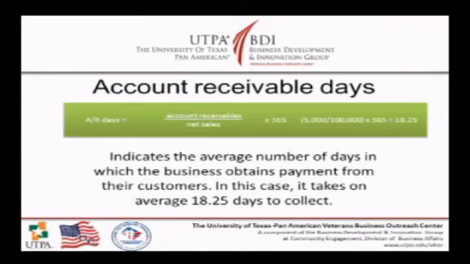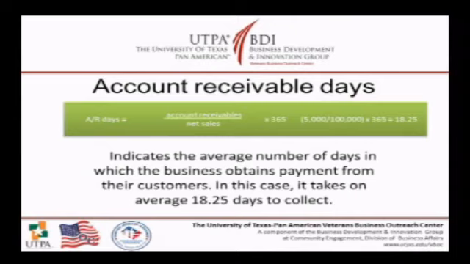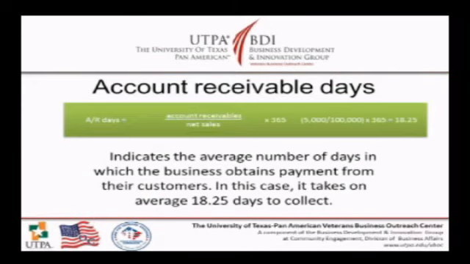So the one ratio that we want to look at is accounts receivable days. And to do this, we take accounts receivable divided by net sales times 365 days, because 365 is how many days are in a year. So here we're going to take his accounts receivable, which is $5,000, divided by his net sales that we get from the income statement, $100,000, times 365 equals 18.25. This indicates how many average days it takes for him to collect his credit sales, his accounts receivable.